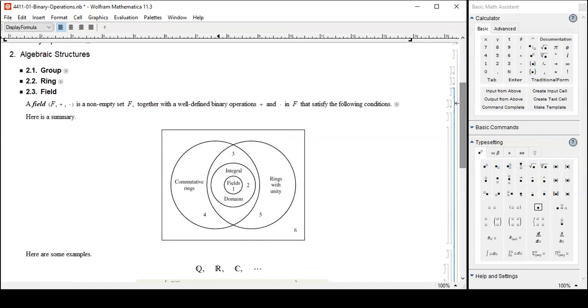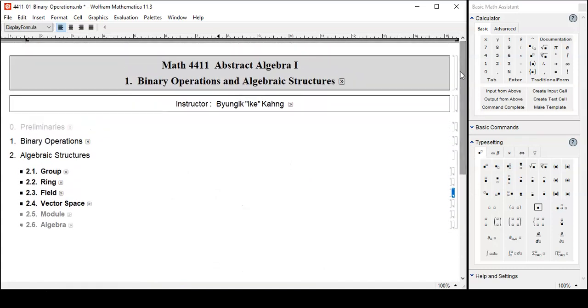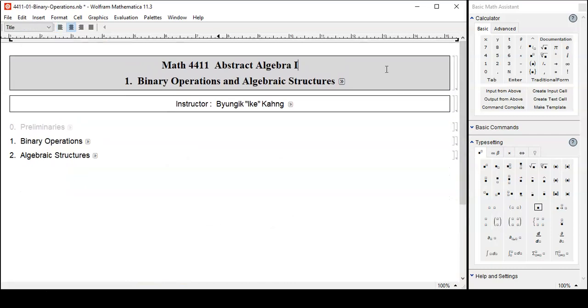Okay, so much for fields. And the others, let's stop here. Let's cover the others in a separate video, and that separate video will be an optional video.